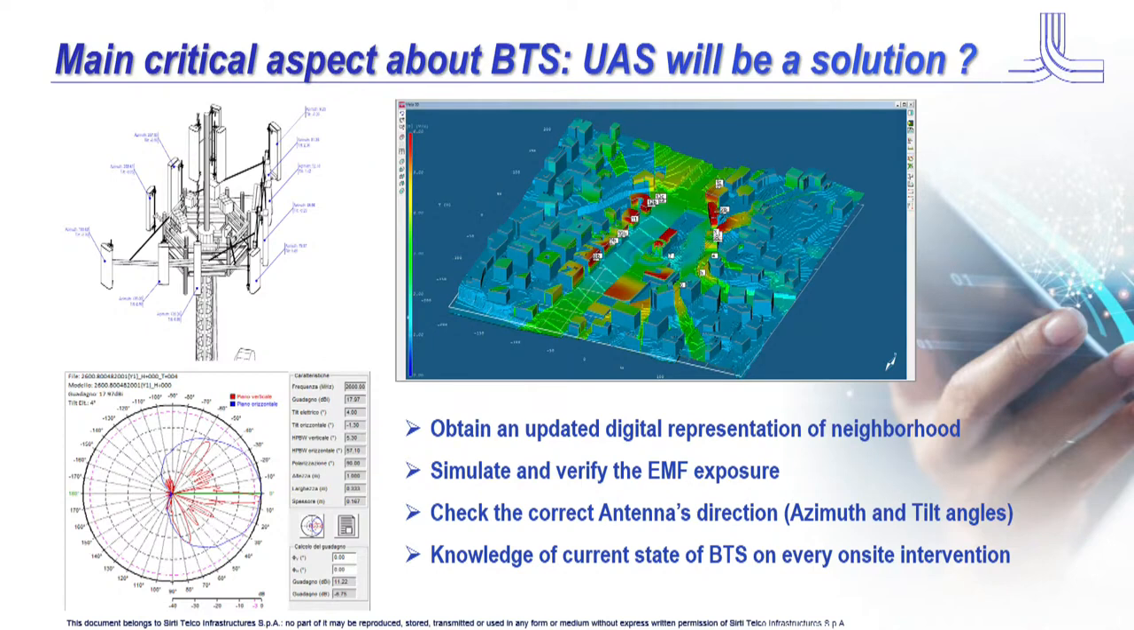And for example, after the installation, we have to check continuously the correct antenna's direction. It means tilt and azimuth. And because we have to continuously change the configuration on the top of the tower, we must have exact control of the asset management on the top of the tower.